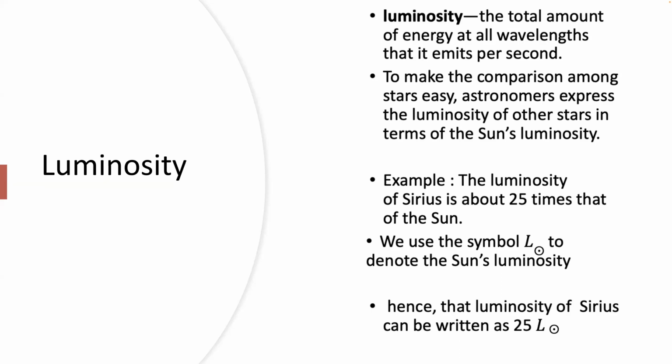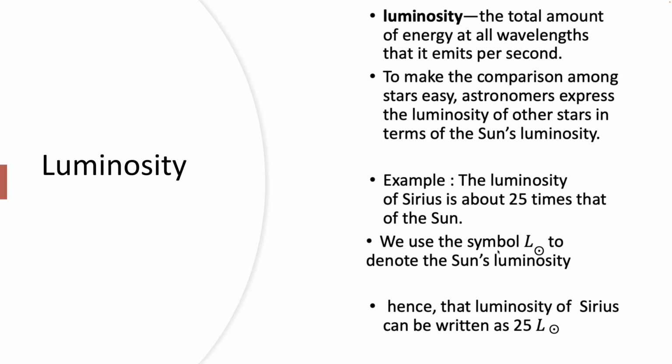Now, in astronomy, when we need to compare the luminosity of two stars, we use a different unit, right? To make the comparison among stars easy, astronomers express the luminosity of other stars in terms of the sun's luminosity. So we have a different unit for this. And so we normally express the luminosity of a star in terms of the luminosity of the sun, right? So as an example, if you take the star Sirius, we used to tell that it is about 25 times that of the sun, right? So it's 25 times luminous compared to the sun, right?